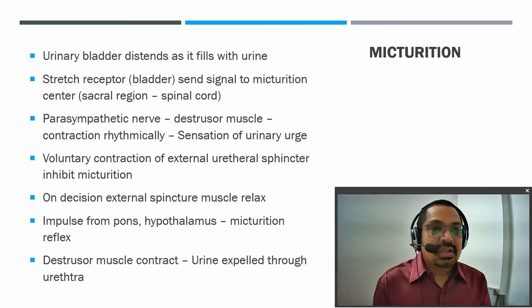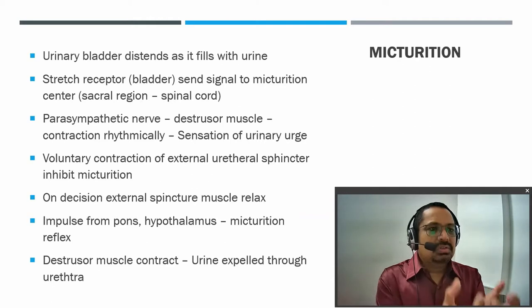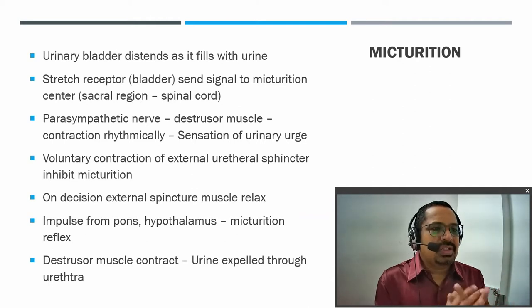Last process, micturition. Micturition is nothing but the voiding of the urine. The urinary bladder is one small portion of the urinary system. It is not from the nephron or kidney part, it is an extended part of it. The urinary bladder distends whenever it is filled, and there are stretch receptors in the wall of the bladder, and they send a signal of micturition to the sacral region of the spinal cord.